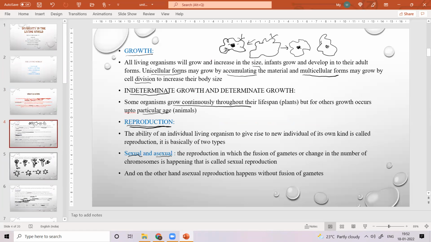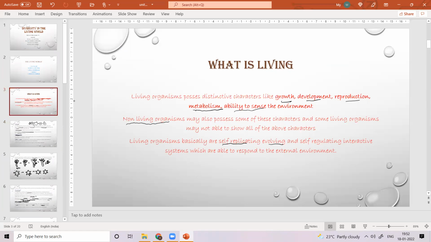We also discussed the common features of living organisms. What is living? Basically, they share some common features: they grow, they develop, they reproduce, they show metabolism, and they have the ability to sense the environment. So these are the features shared by living organisms. Some non-living things may also possess some of these characters, but all of the characters are not present.